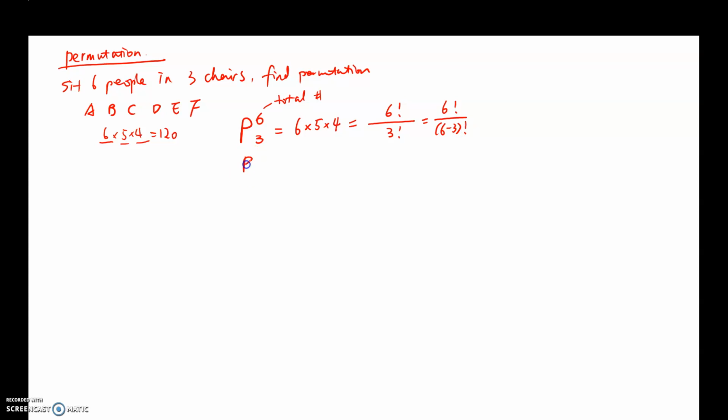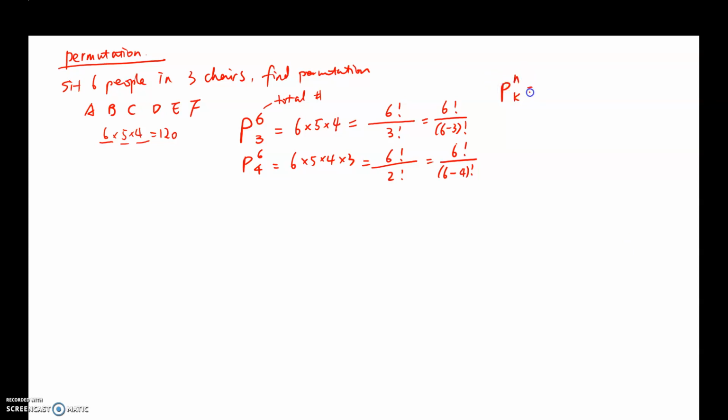Because I'll show you another example. If I want to calculate the permutation of 6 out of, let's say, 4, that's going to be 6 times 5 times 4 times 3. That's going to be 6 factorial over 2 factorial. That's going to be 6 factorial over (6 take away 4) factorial.